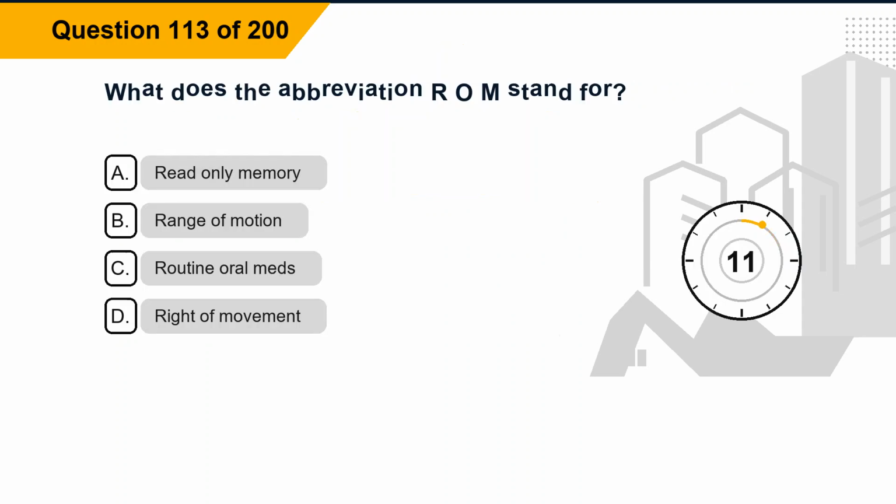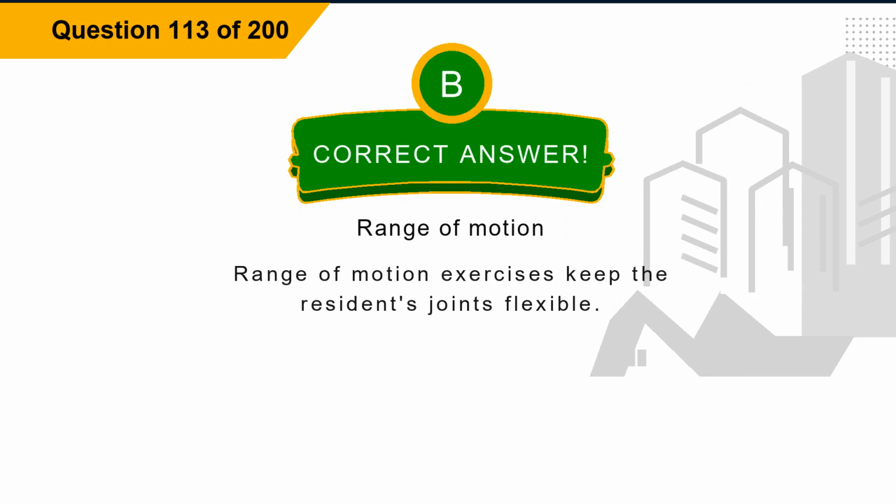Question 113. What does the abbreviation ROM stand for? Option A, read-only memory. Option B, range of motion. Option C, routine oral meds. Option D, right of movement. The correct answer is option B, range of motion. Explanation. Range of motion exercises keep the resident's joints flexible.